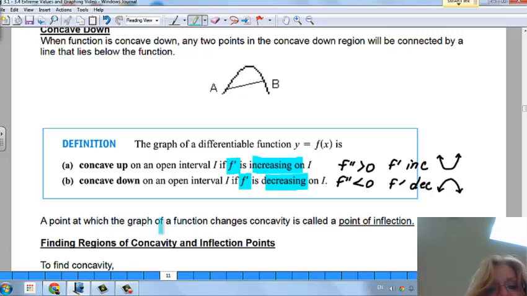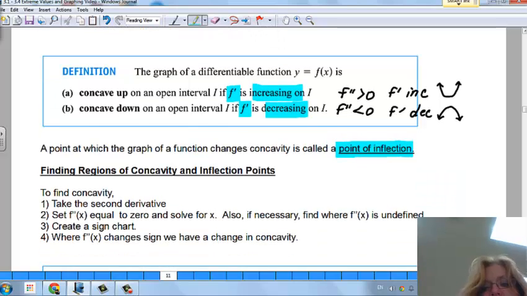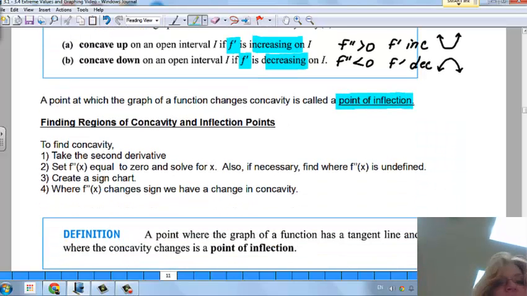So any point on which the graph of a function changes concavity is called a point of inflection. So we've been talking about critical points, but now we learned this one. Here is how we can find the regions of concavity and inflection points.